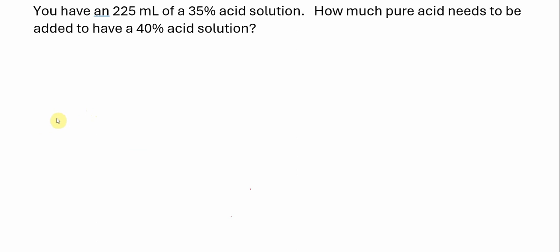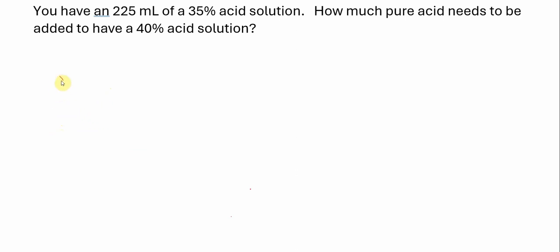We continue our study of rational functions here with yet another example of a word problem. So you have 200 milliliters of a 35% acid solution. How much pure acid needs to be added until you get the concentration to go up to 40%?